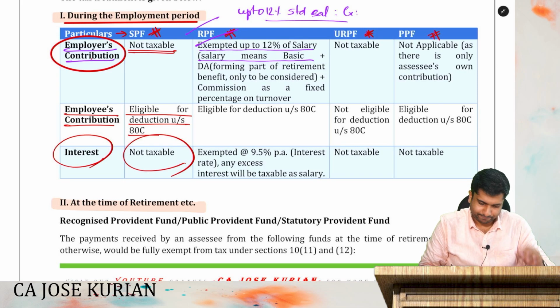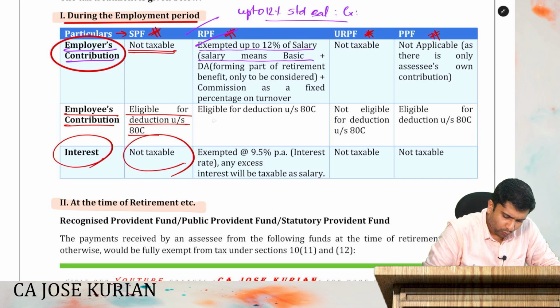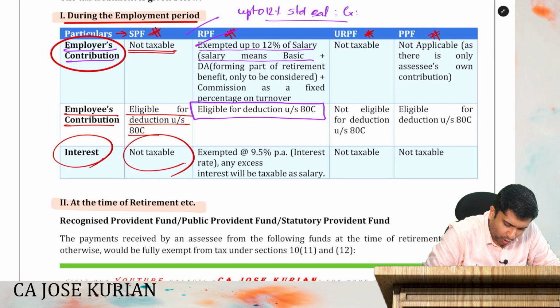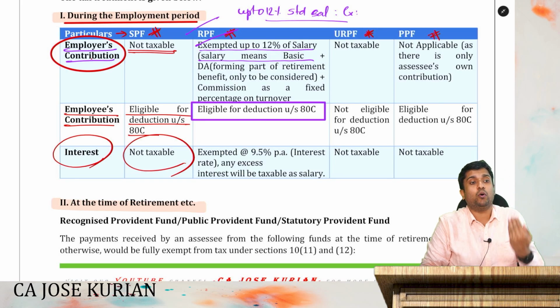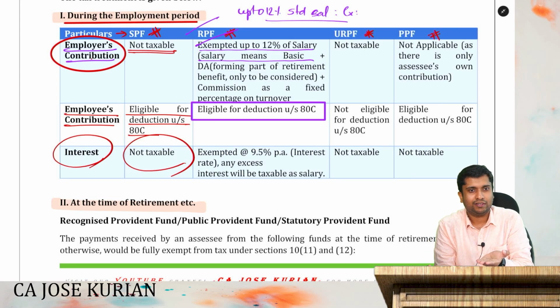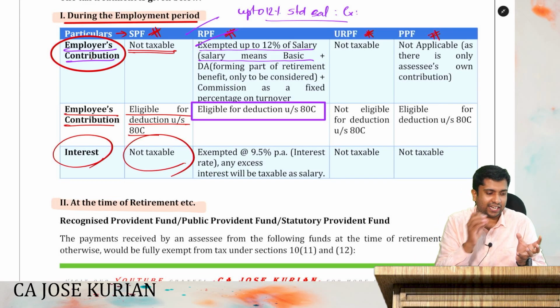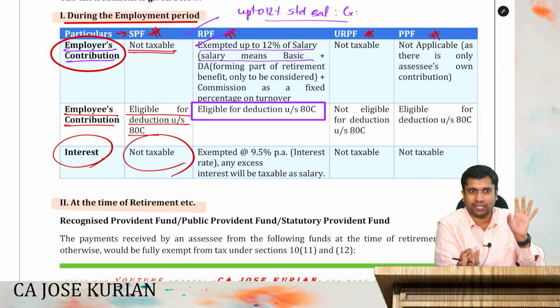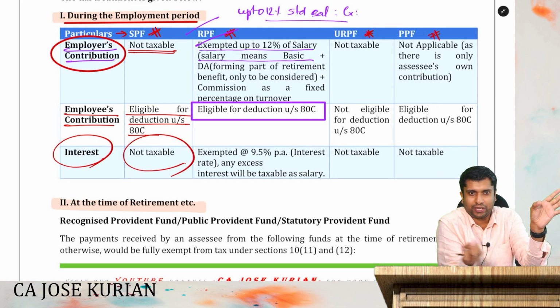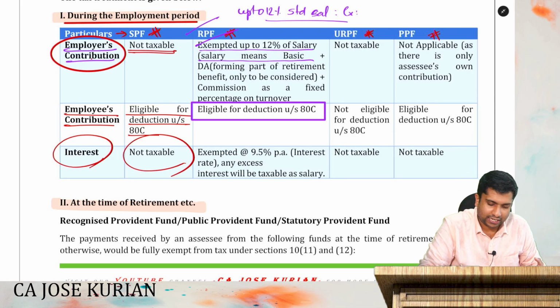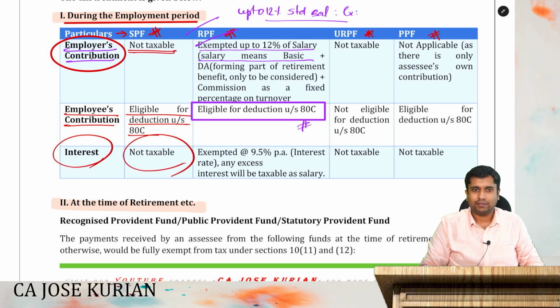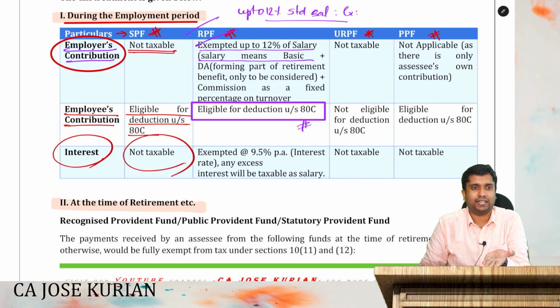Taxable salary. Moving on. What happens when the employee contributes for the benefit of himself? Again, from his taxable salary only he contributes. As I've told you, 10,000 will be a salary. Out of that only he will contribute. That contribution he can claim as a deduction under 80C. Just like SPF, he can claim a deduction under 80C.